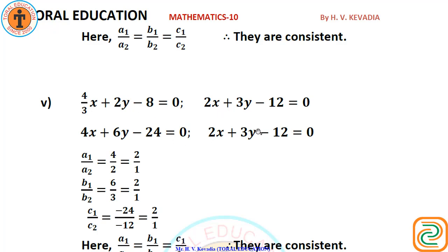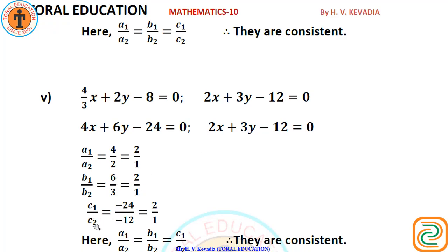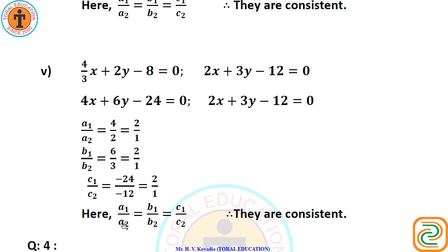Then for the same equation, a1 upon a2 is 4 upon 2, that is 2 upon 1. 6 upon 3 for b1 upon b2, 2 upon 1. And again c1 upon c2 is minus 24 upon minus 12. So 2 upon 1. Here a1 upon a2 equals b1 upon b2 equals c1 upon c2. Therefore they are consistent.